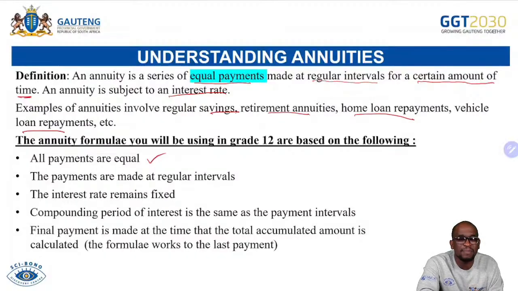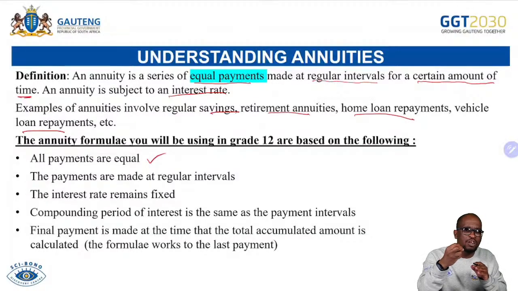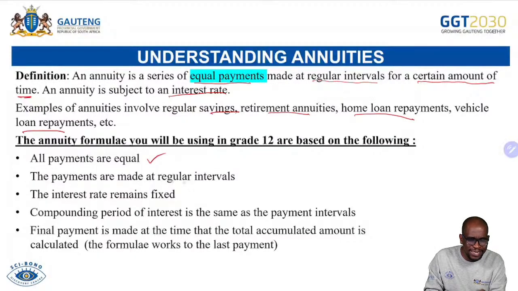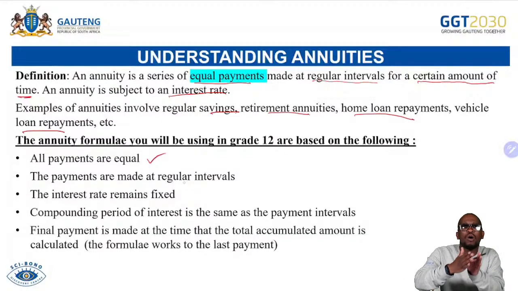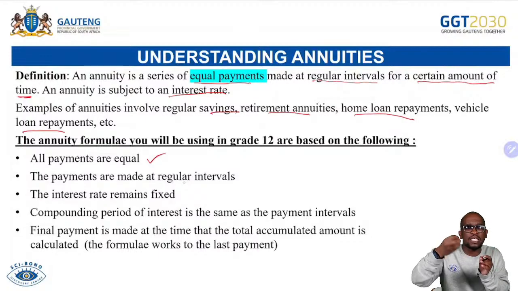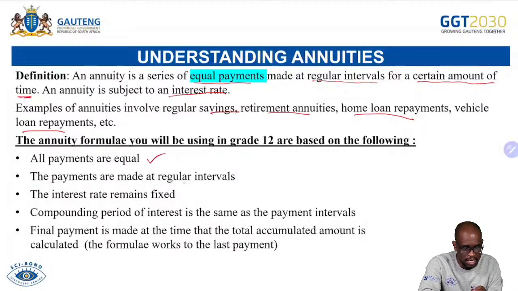Number one, all payments are equal. If they are not equal, then we have what we call a variation to the formula, so you need to be able to account for that variation. All payments are made at regular intervals. If it's monthly, it should always be monthly for the whole period. If it's not, then you need to apply your knowledge of nominal and effective rates to convert so that it is aligned to the regularity of the payments.